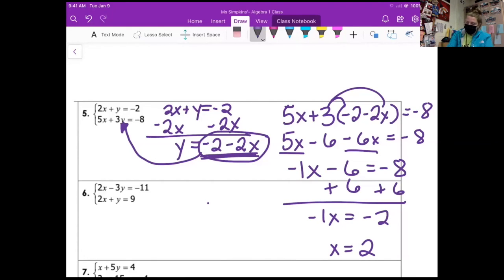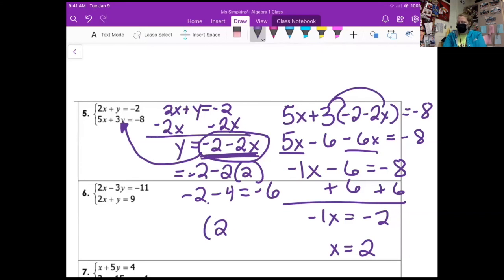So I'm going to take 2 and substitute it in for x right here, and I'm going to calculate my y value. So -2 minus 4 would be -6. So my coordinate would be 2, -6. X was 2, y was -6.